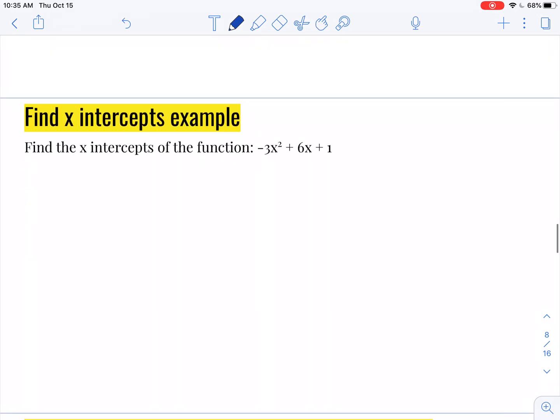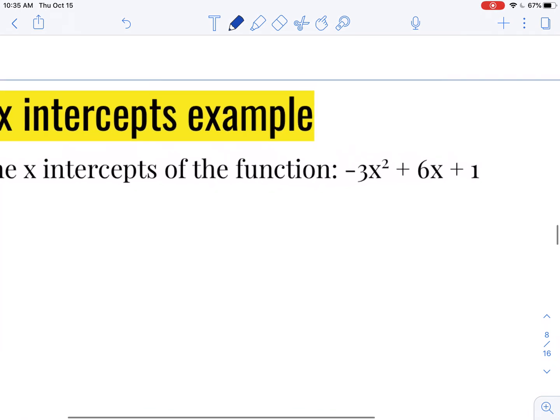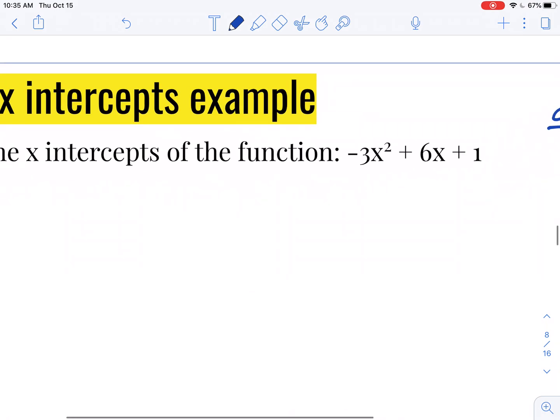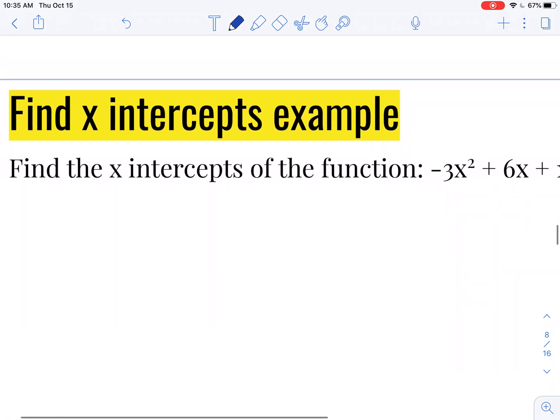All right, so find x-intercepts example. Find the x-intercepts of the function negative 3x squared plus 6x plus 1. So I go through here. I'm going to first try factoring. So I've got an a times c of negative 3. So I want numbers that multiply to make negative 3, but then add to positive 6. And I am not thinking of anything off the top of my head that multiplies to negative 3, but then adds to positive 6. So I'm going to go ahead and plug this in to my quadratic formula.